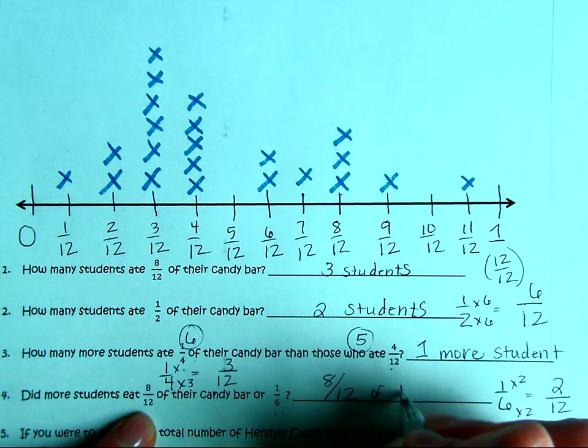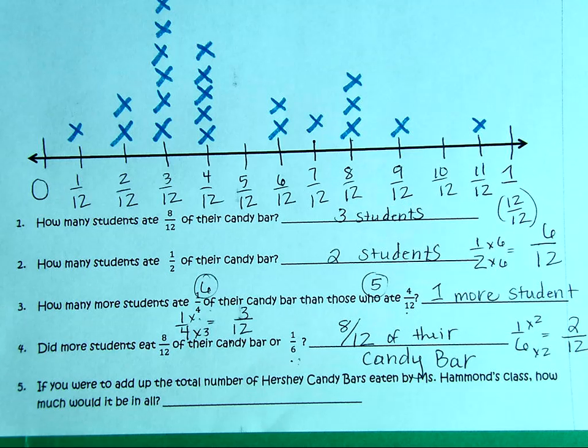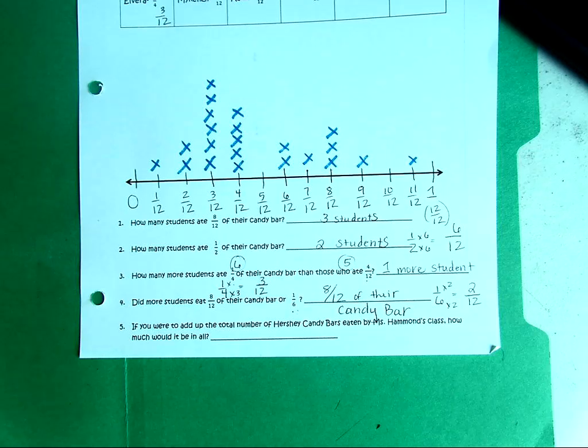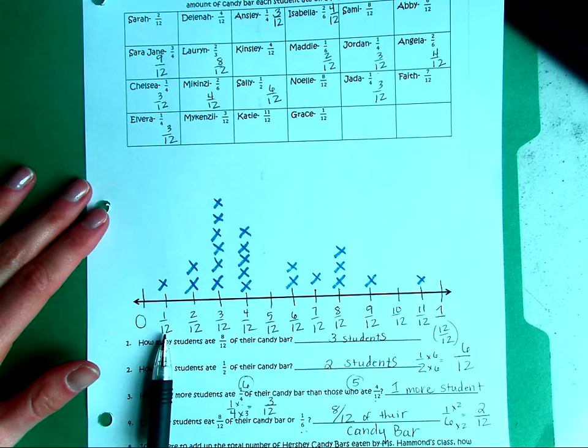Okay, and the last one asks, if you were to add up the total number of Hershey candy bars eaten by Miss Hammond's class, how much would it be in all? So we're going to add each category plotted on our graph and then add those answers all together. So our first category is 1/12. Only one person ate 1/12 of their candy bar, so that one's easy. It's 1/12.